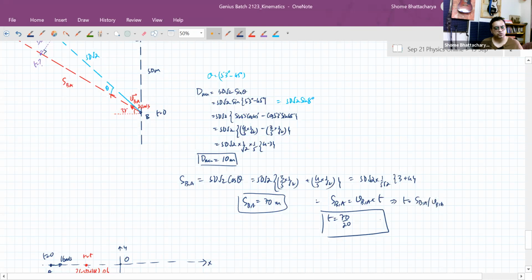Okay, so please note this correction, people, in the previous part. The concept was correct, just one calculation mistake with that.